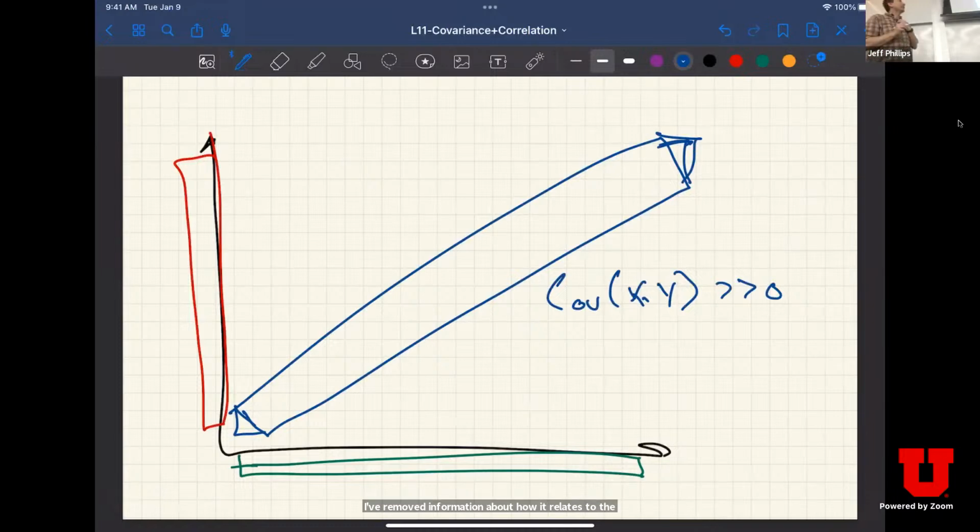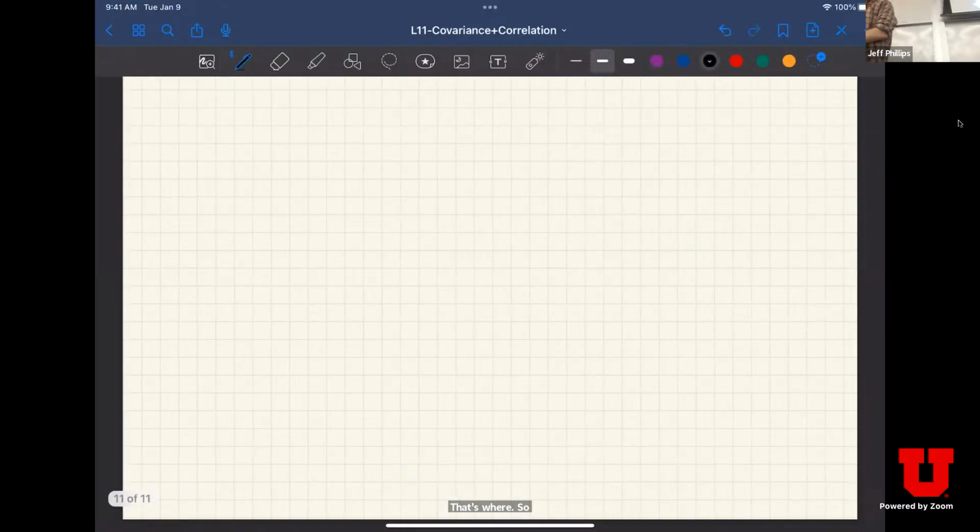So, okay. I've just talked about how covariance is either 0, greater than 0, or less than 0, but not how big it should be, right? How big is a lot of covariance? Is 0.001 bigger than 0? Yeah, that's bigger than 0, right? How big do I need it to be to say anything useful? That's where correlation comes in.